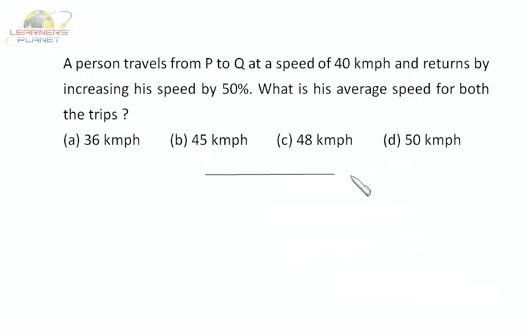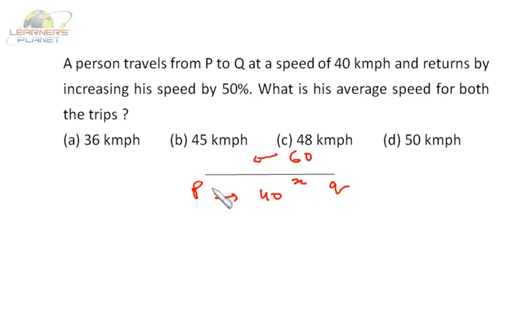Now friends, let's take a problem of average speed. A person travels from P to Q at a speed of 40 km per hour and returns by increasing the speed by 50%. What is his average speed for both the trips? Now suppose it's P and it's Q. So while going the speed is 40 and while coming the speed is 60, that is 50% more. Now let's assume this distance to be x kilometers.